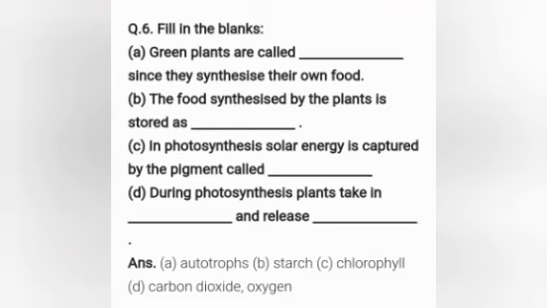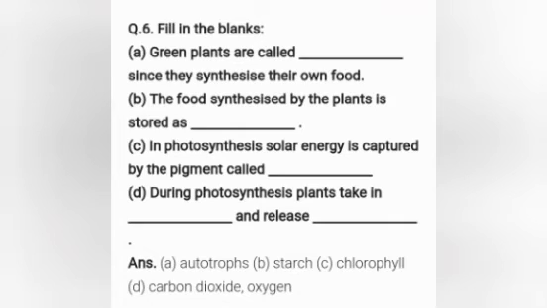A. Green plants are called autotrophs since they synthesize their own food. The food synthesized by plants is stored as starch. In photosynthesis, solar energy is captured by the pigment called chlorophyll. During photosynthesis, plants take in carbon dioxide and release oxygen.